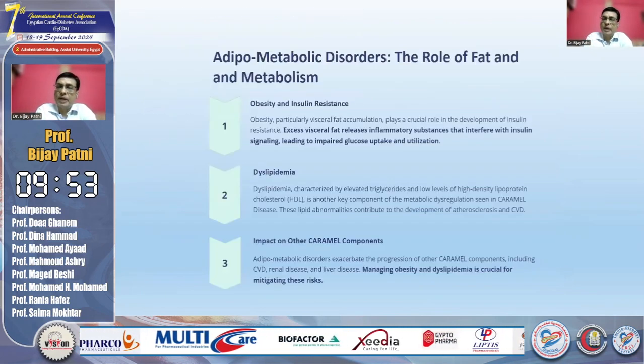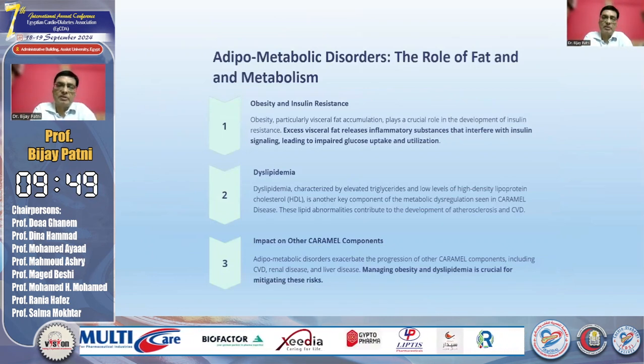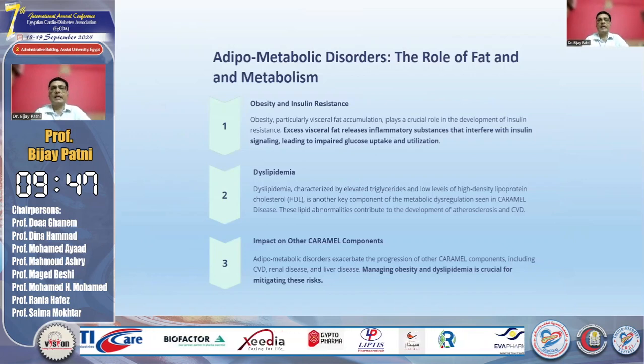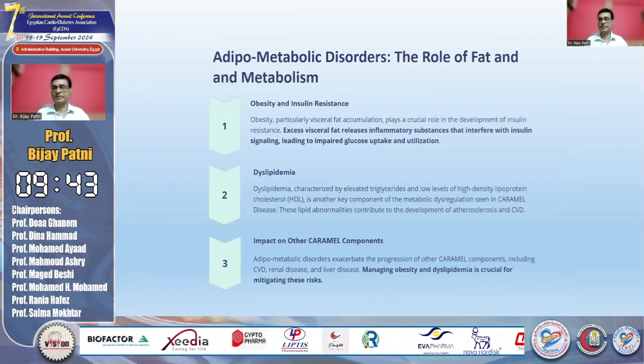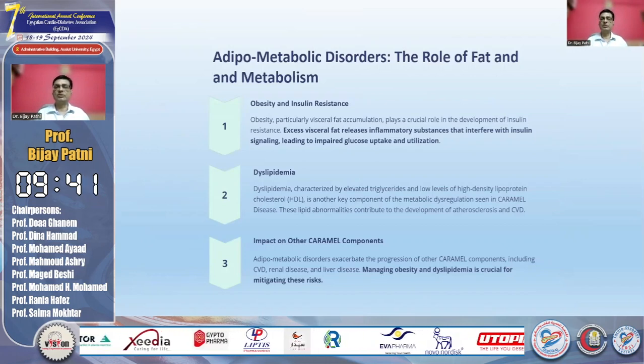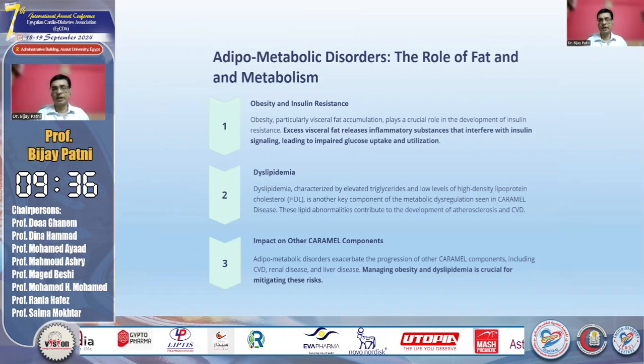Let's look at the adipometabolic disorder, where the role of fat and metabolism together are taken into consideration. We are all aware that excess visceral fat releases inflammatory substances that interfere with insulin signaling, leading to impaired glucose uptake and utilization.